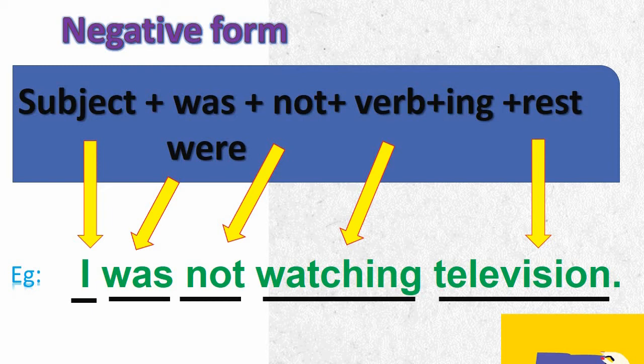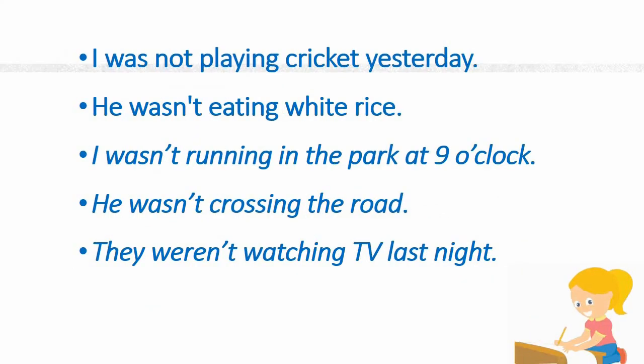Here you can see the example, I was not watching television. So the subject is I, the be verb is was, not, then the verb plus ing, watch plus ing, watching. The rest is television. These are another examples.